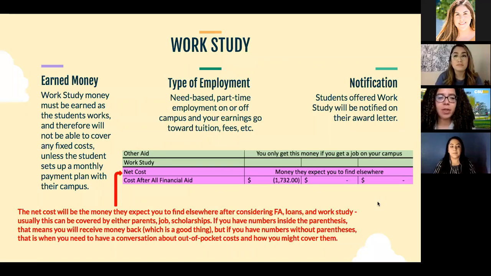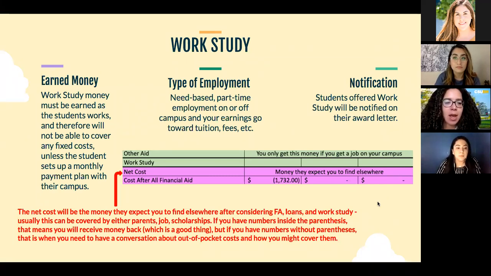All right, and then I'm going to talk about work study. So work study is earned money. It's money that must be earned as the student works and therefore will not be able to cover any fixed costs. And this term, fixed costs, we'll be going over in just a few slides, unless the student sets up a monthly payment plan with their campus. So again, it's money that you pretty much work for while you are in school.